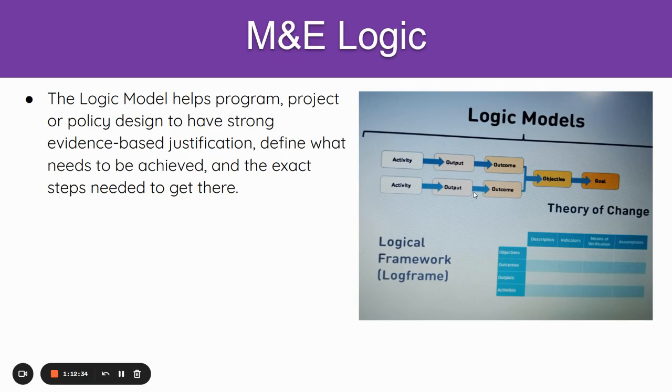So indicators are set for different levels. They are set for the objective level. They are set for the outcomes level. They are set for the outputs level, and they are set for the activities level. Now, in the logical framework, when we talk about objectives, it's the same as the goal. Don't confuse it.